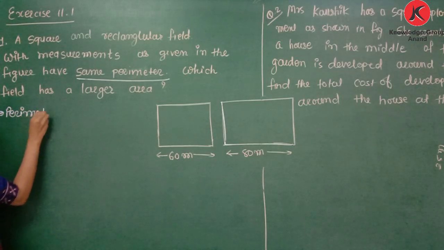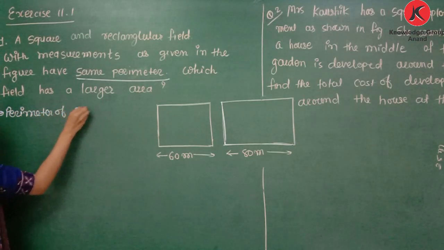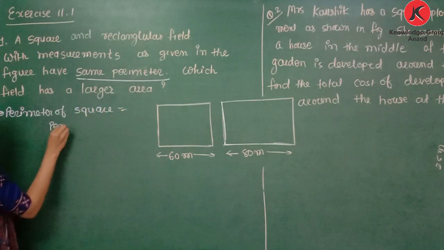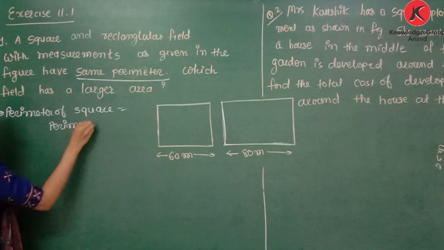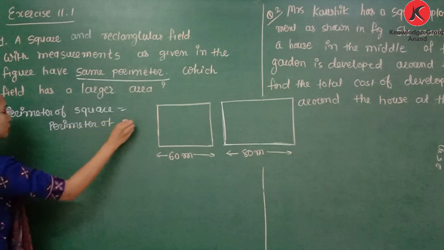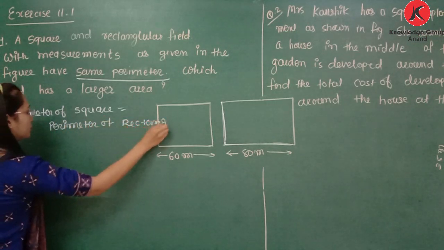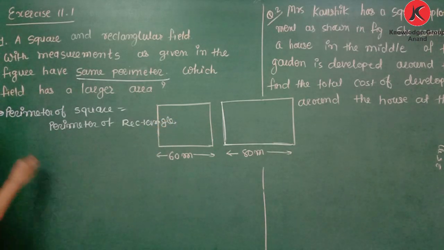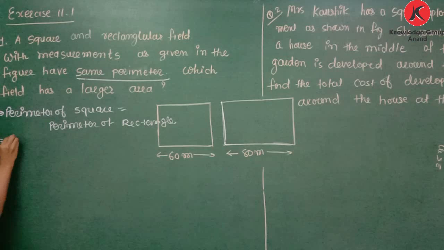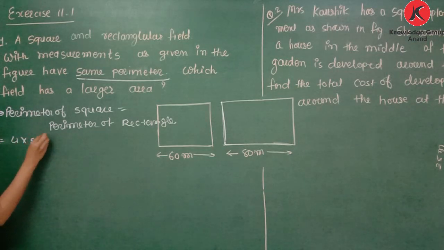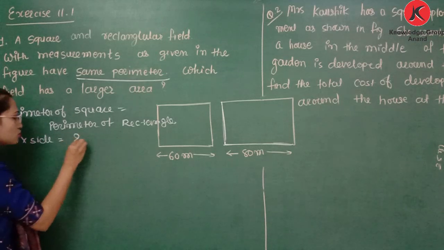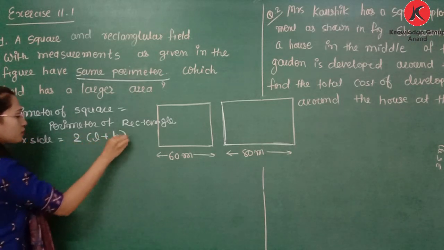So here we can start with this word, same perimeter, which means we can write: perimeter of square is equal to perimeter of rectangle. Now what is the equation for the perimeter of a square? It is 4 multiplied by side. And what is the equation for the perimeter of a rectangle? It is 2 inside the bracket, L plus B.